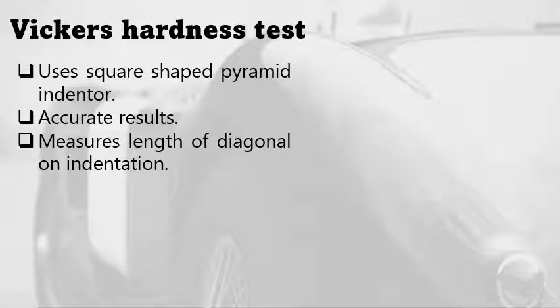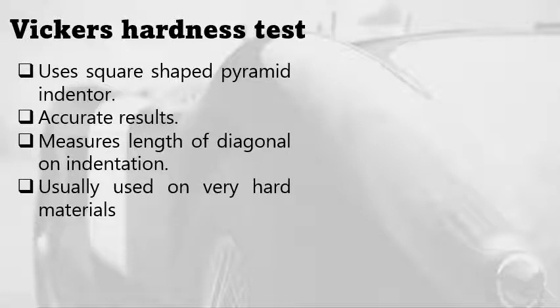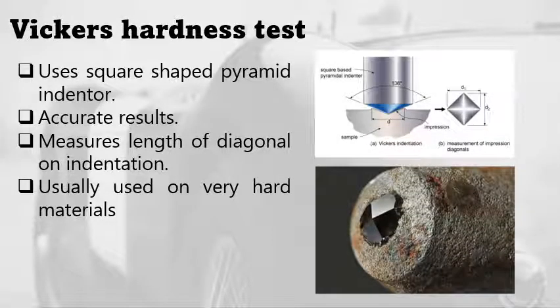For Vickers hardness test, it uses a square-shaped pyramid indenter. It has accurate results and measures the length of the diagonal on indentation, and is usually used on very hard materials. So you can see here how the indenter looks like. It is a square-shaped pyramid indenter, as you can see here. So for Brinell, we have a ball-shaped indenter. For Vickers, we have a square shape.